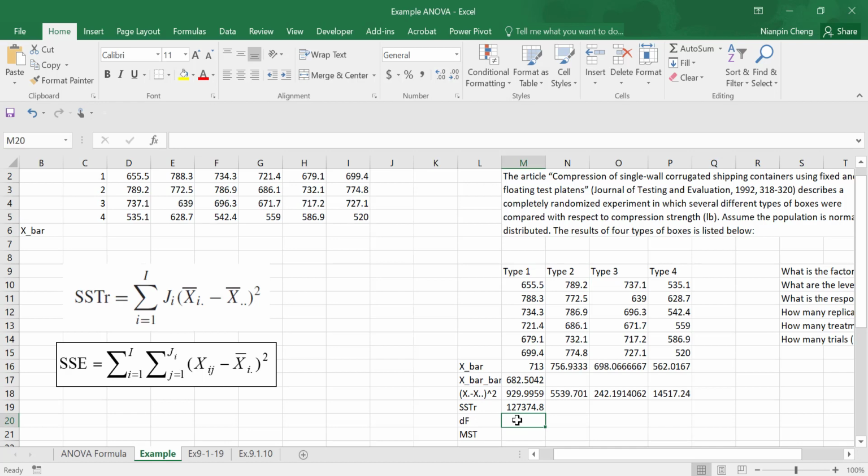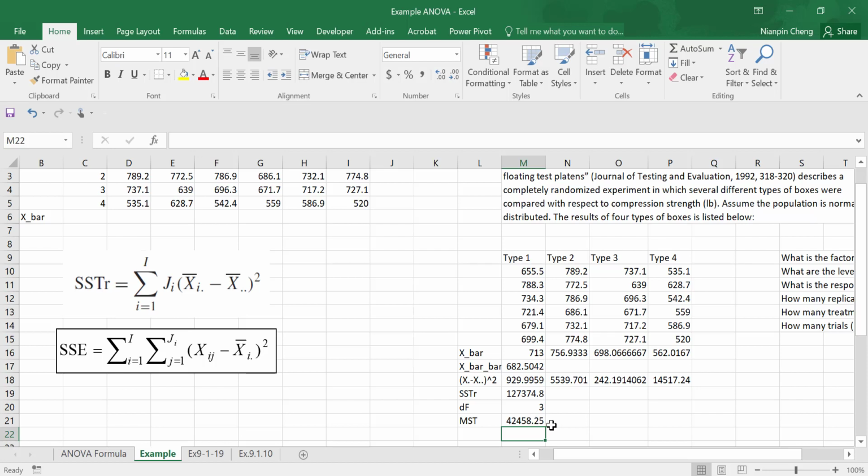This is the degrees of freedom of treatment. We know how many treatments there are, just the 4 levels, 4 types. So the degrees of freedom for treatment equals 4 minus 1. Here is the mean squared treatment. That's the average: the sum of squares treatment divided by this degrees of freedom. So we have, on average, this variation from the treatment.